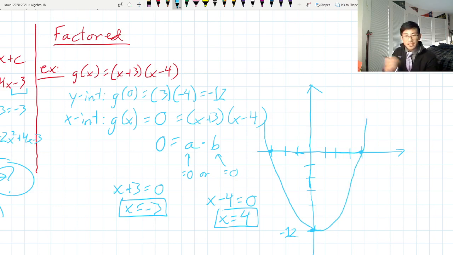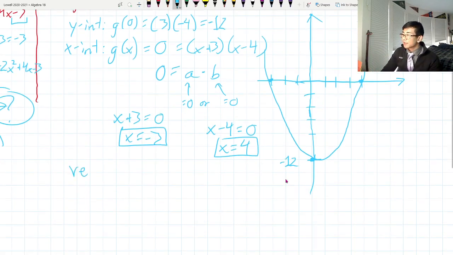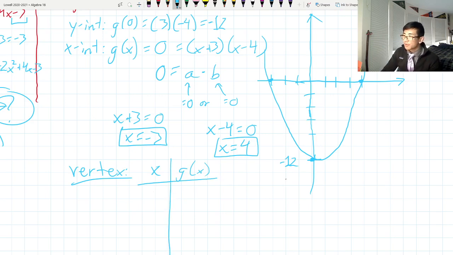Okay, the last thing we want to point out is that we actually can find the vertex of this. And check this out. To find the vertex, I'm going to create a little table here. What we know, we don't know too much. We know x and the output f. We do know that when I plug in 0, I get negative 12, but that's not really helpful here. What I'm going to plug in is negative 3, and I know our output is 0. And when I plug in positive 4, the output is also 0.